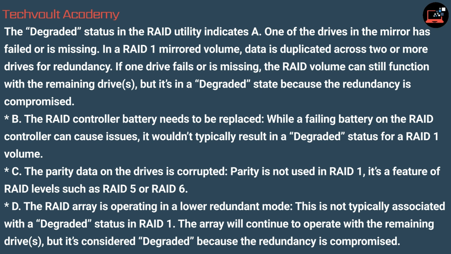B. The RAID controller battery needs to be replaced. While a failing battery on the RAID controller can cause issues, it wouldn't typically result in a degraded status for a RAID 1 volume. C. The parity data on the drives is corrupted. Parity is not used in RAID 1. It's a feature of RAID levels, such as RAID 5 or RAID 6. D. The RAID array is operating in a lower redundant mode. This is not typically associated with a degraded status in RAID 1. The array will continue to operate with the remaining drives, but it's considered degraded because the redundancy is compromised.